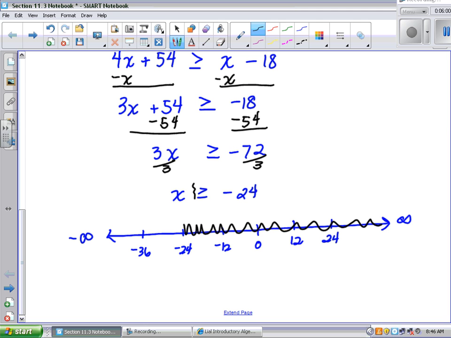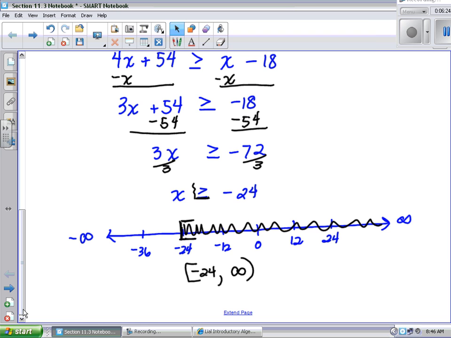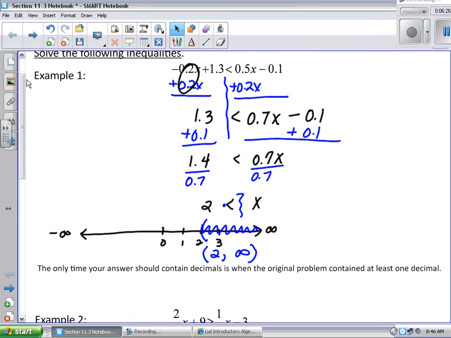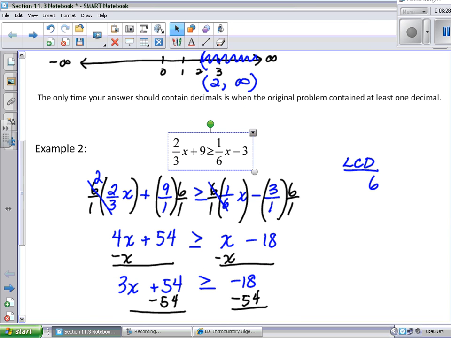And it can be equal to, based on our inequality sign, so the equal to part is a square bracket at negative 24. So my final interval will have a bracket at negative 24, goes out towards the right to infinity, always a parenthesis at infinity. Now if you want to check this, let me go back and copy the original inequality.